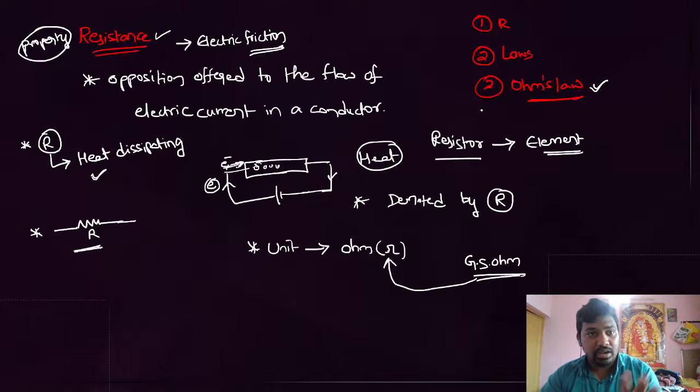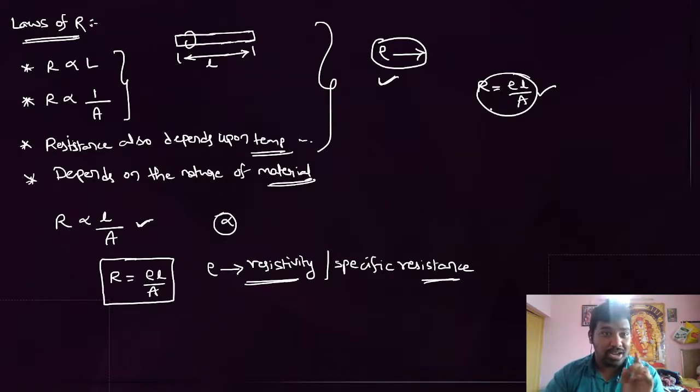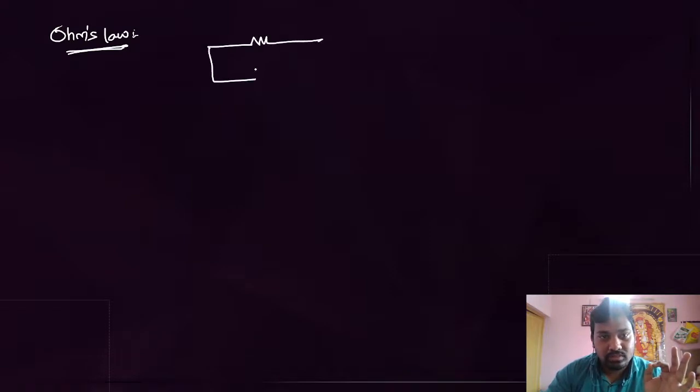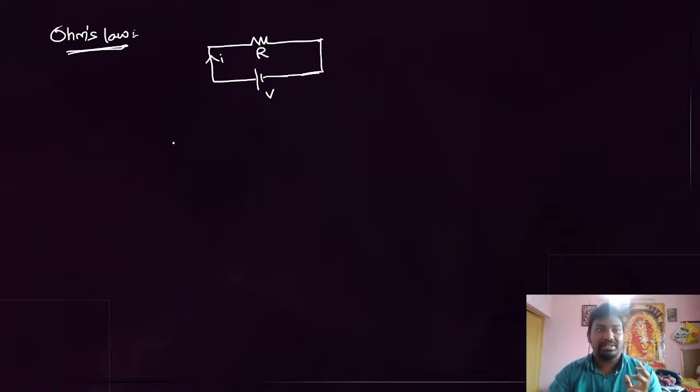In the first slide we got four points as our conclusions. In the second slide we got one major conclusion and one major formula. Now what is the third thing? The third thing is Ohm's law. Generally, we give a voltage source, current is flowing, and the conductor has some resistance.